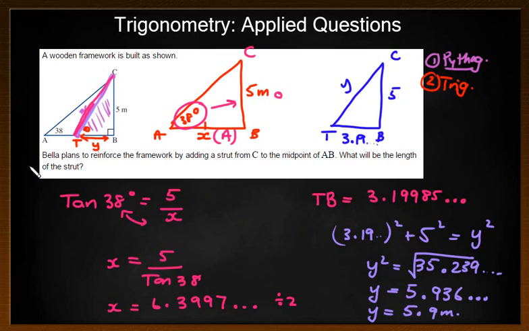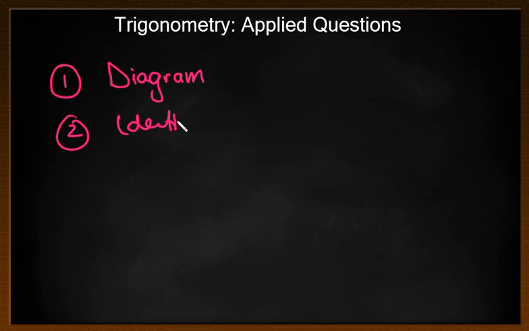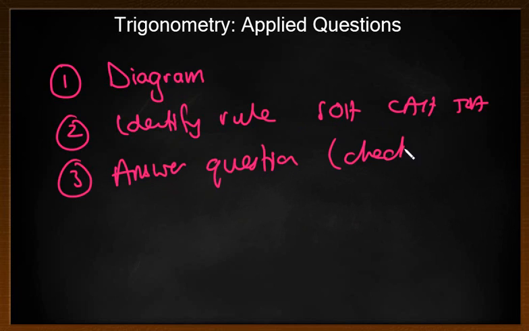Remember, we're just going to revisit. The first step is always, no matter what happens, draw a diagram if you haven't got one. 2, identify the rule that you want to use for your SOHCAHTOA. And then last of all, answer the question. And I might just say too, check the rounding, because you don't want to lose silly marks for not doing to the nearest meter or nearest decimal place, etc.